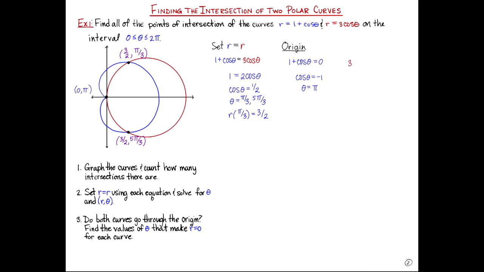Setting our second curve, 3 cosine theta, equal to 0, we can multiply through by 1/3, giving us cosine theta equal to 0, which means that on the interval between 0 and 2 pi, theta is equal to pi over 2 and 3 pi over 2.